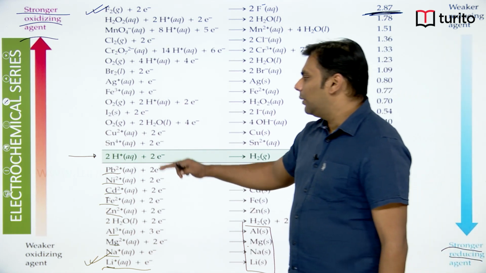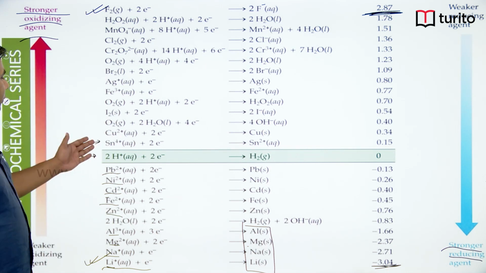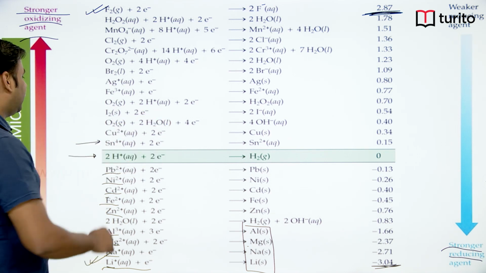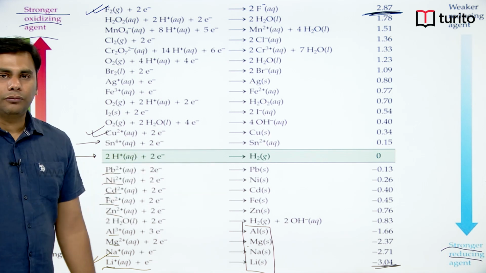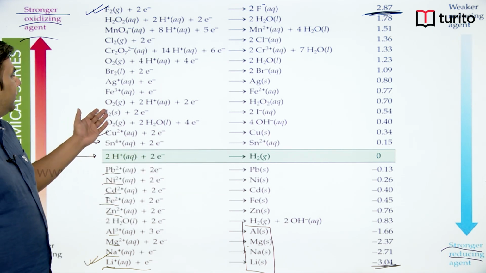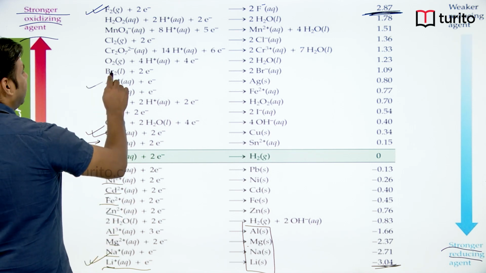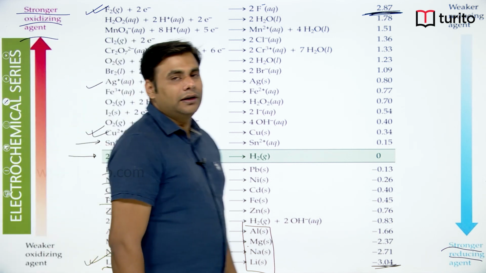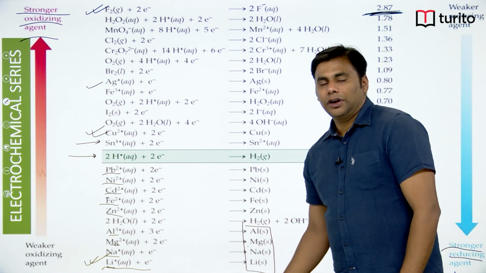So if you look above, tin 4 plus changing into tin 2 plus is again having a positive oxidation state. Copper 2 plus taking up 2 electrons changing into copper is again 0.34 volt. Similarly, iodine changing into iodide ion is 0.54. Silver ion taking up electrons and changing into silver is 0.8 volts, and so on and so forth. So this is your basic electrochemical series or the activity series. Hope this is clear to you.